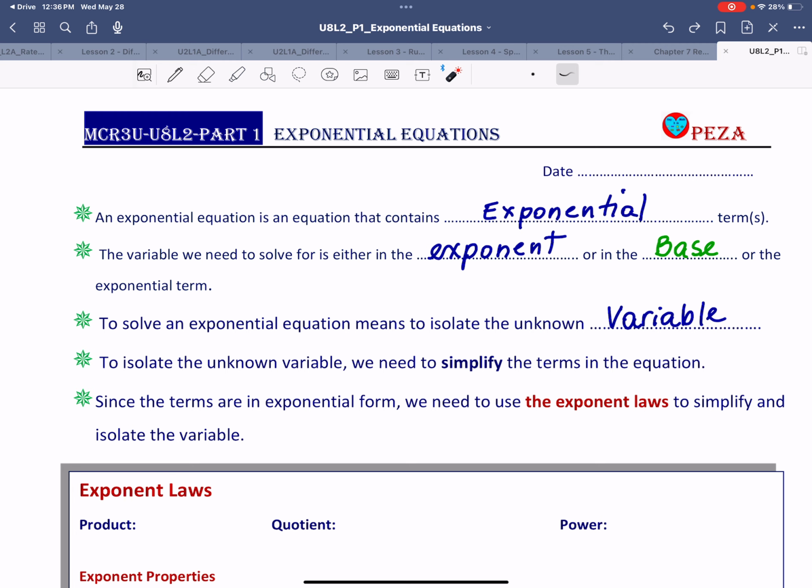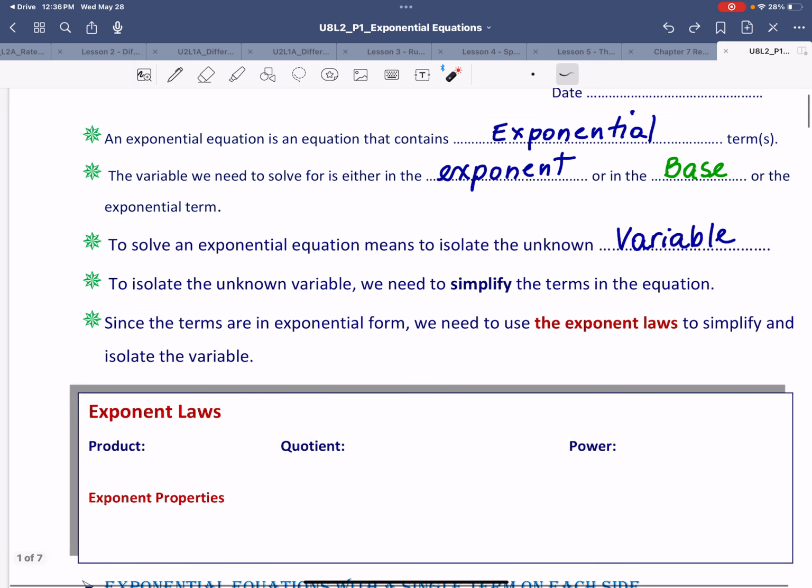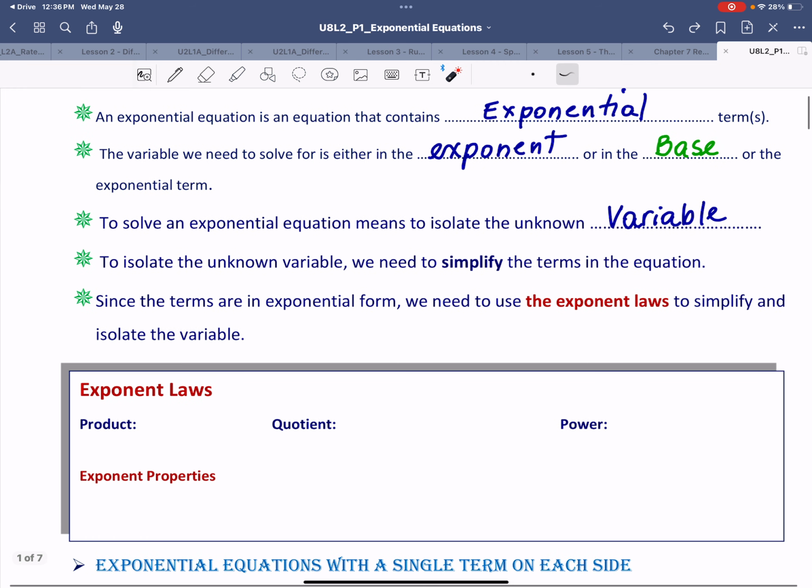we need to simplify the terms in the equation. Now, since the terms are in exponential form, we need to use the exponent laws to simplify. So let's review the exponent laws one more time. So there are three exponent laws. Number one is the product law that states that two exponential numbers must have the same base in order to multiply. And when you multiply two exponential numbers, the base remains the same, then we add the exponents.